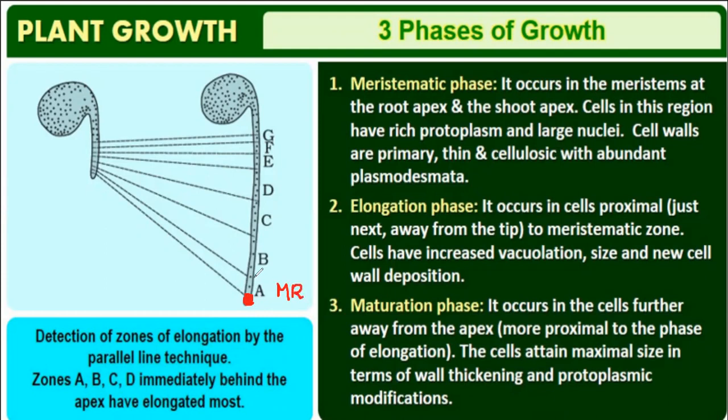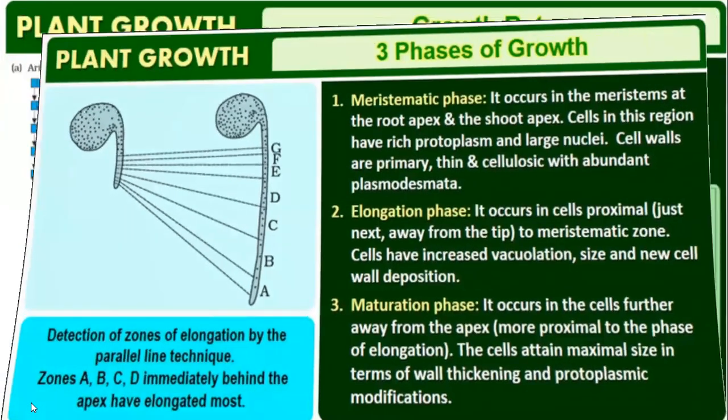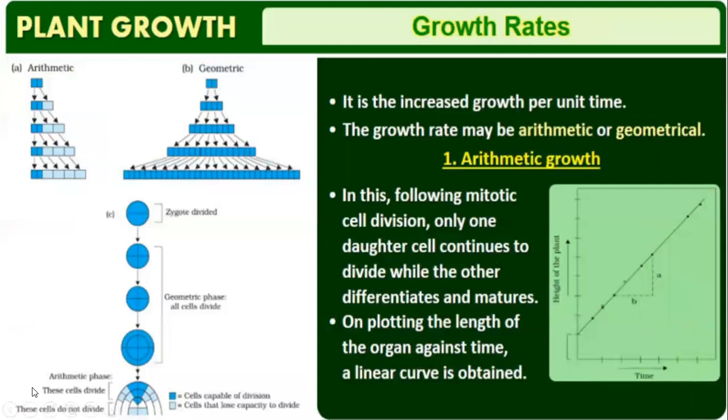The region that lies close to the meristematic region is the zone of elongation, and the rest of the parts are shown clearly in the diagram. There is no chance of this particular diagram being asked in your exam. Next, this part of the chapter is very important. You can expect a 100% guaranteed MCQ from this particular slide.